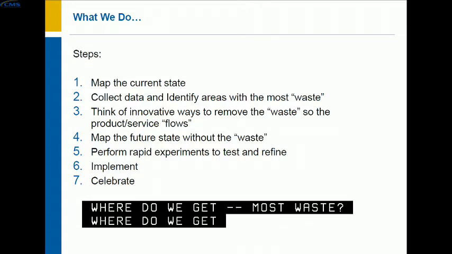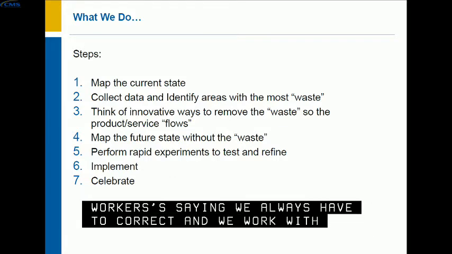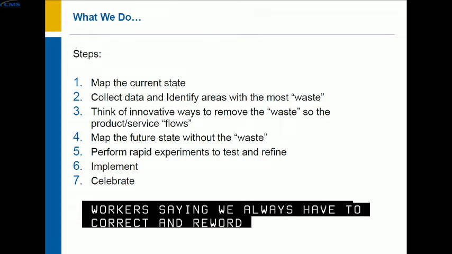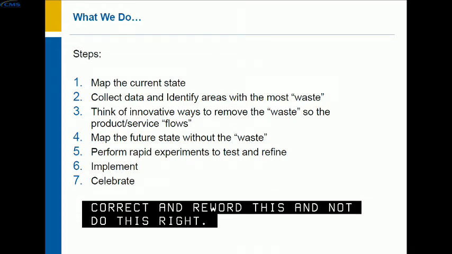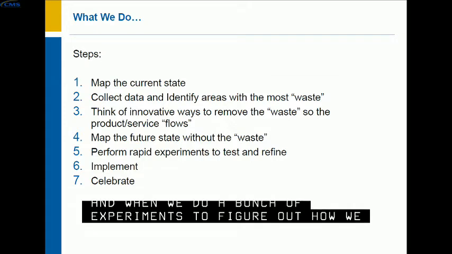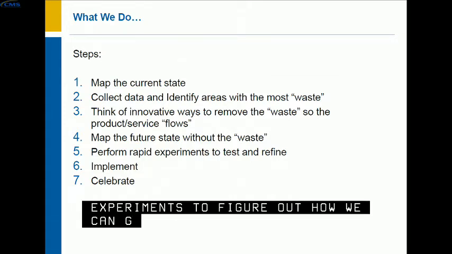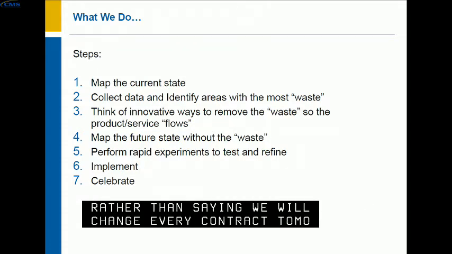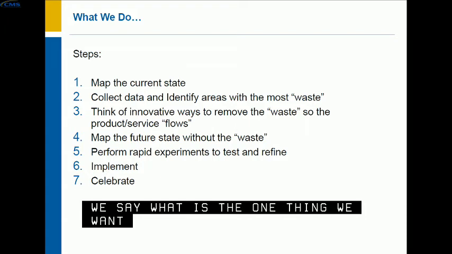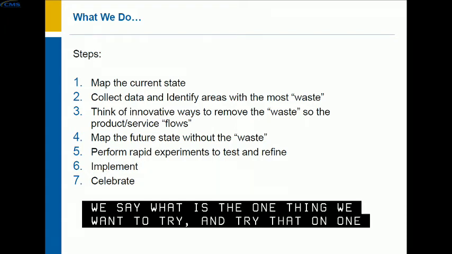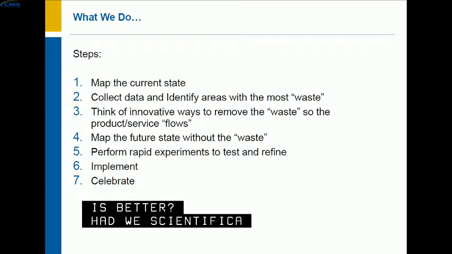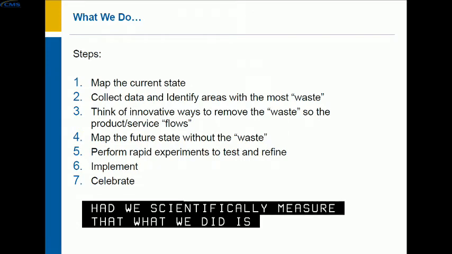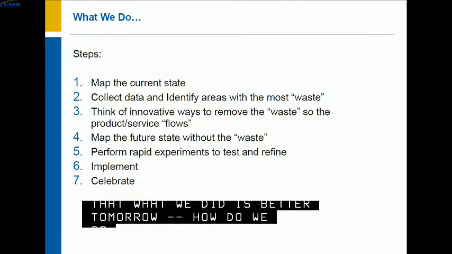And then they figure out how they want it to look, not how it is now, but how they want it to be. And then they do a bunch of experiments to figure out how can we get it better. And we use the word experiments very intentionally. So rather than saying we're going to change every contract tomorrow, we say what's the one thing we want to try, and how do we try that on one contract, and how will we know that it's better? Like, how do we scientifically measure that what we did is better tomorrow than what we've done before? So that's, in a nutshell, the heart of this process mapping part and the process improvement part of Lean.